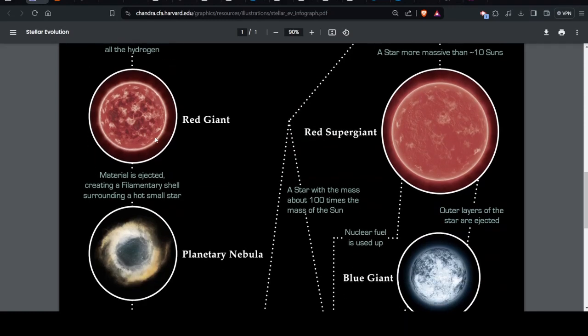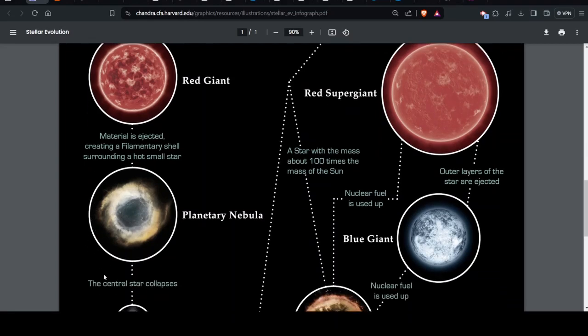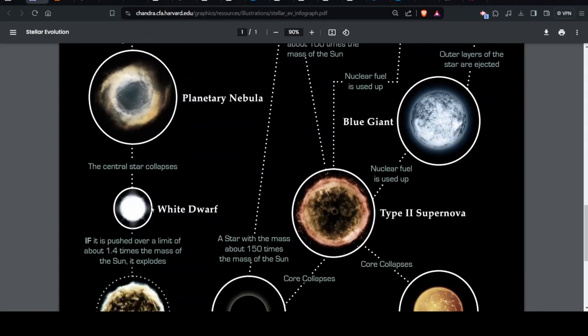The material from the outer layers of the star, kind of in its atmosphere, gets blown off, and it forms a shell around the inside core of what's left of the star, and that shell is called a planetary nebula. And then if there's enough mass in that central star, it will collapse down into a white dwarf.